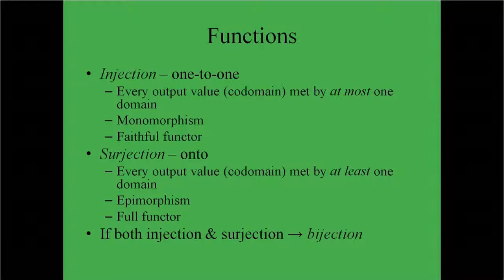But we're just making sure, in any kind of injection, that every output value, so every value that can be outputted by any kind of function, and that basically is represented by a codomain, is attained by at most one element of the domain. And a good example of this would actually be... What would be a good example of this? Consider any linear function you know.